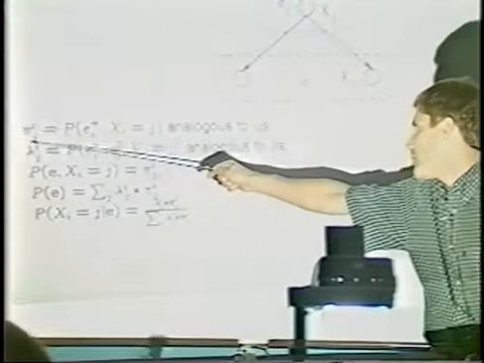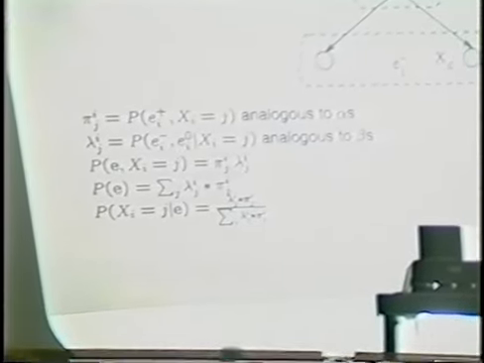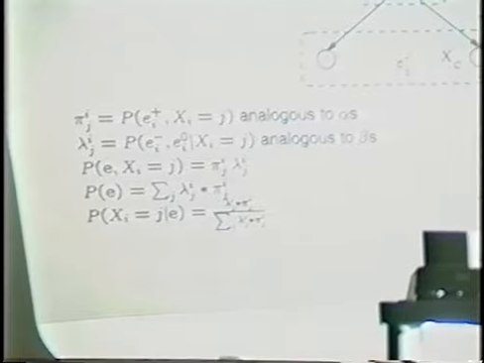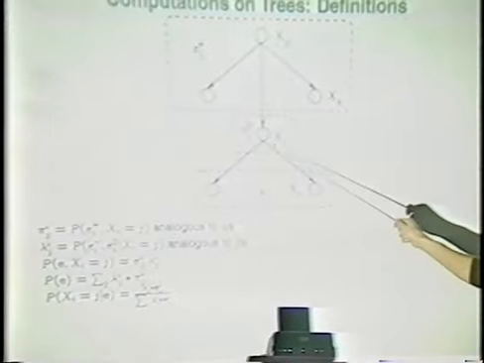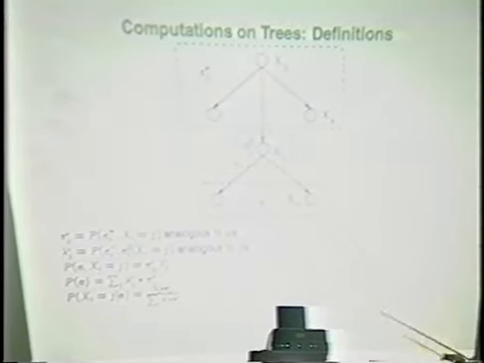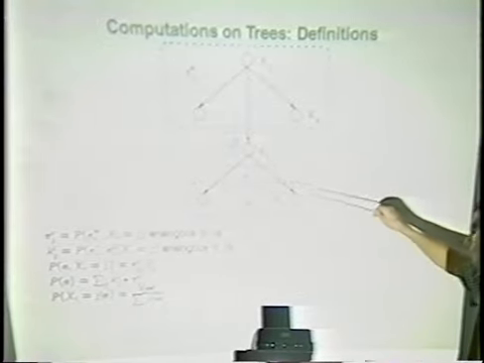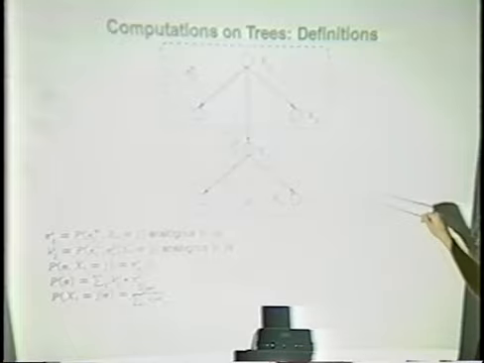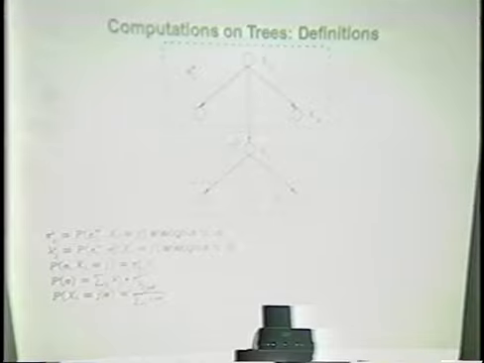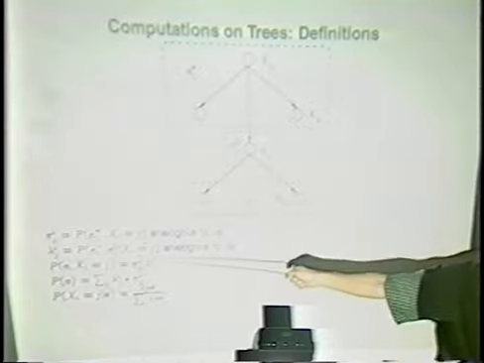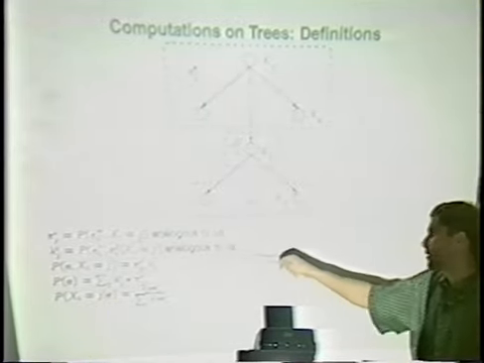So we're going to define a quantity, pi super i sub j, as the probability of everything we know about the variables above it, all the observations we have about the variables above it, and xi having a particular value j. And that's analogous to the alpha probability. Lambda ij is the probability of everything we know about the variables rooted in xi and about xi itself, given a particular value for xi. So what that means is that the probability of all the evidence and xi having a particular value j is given by the product of these two quantities.